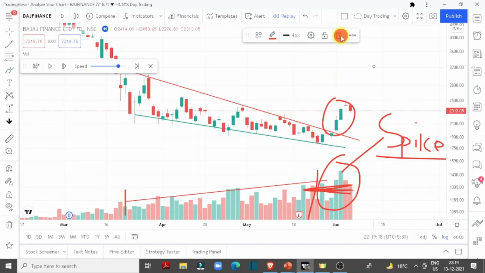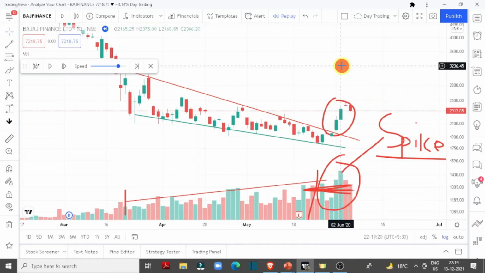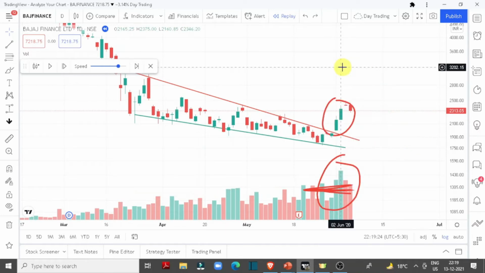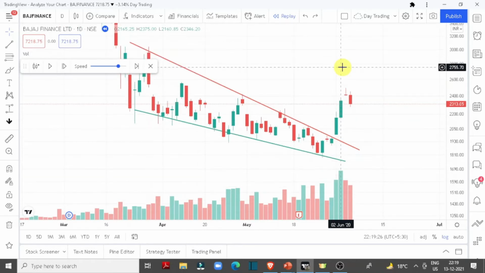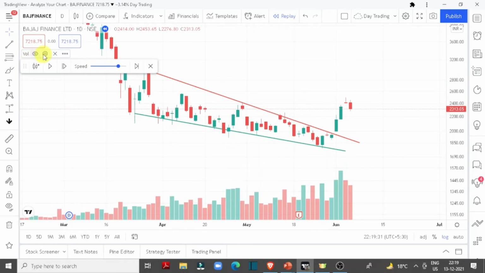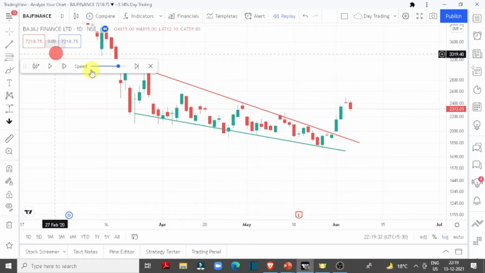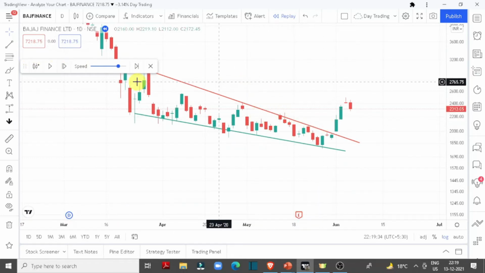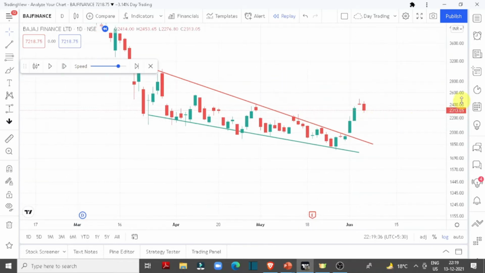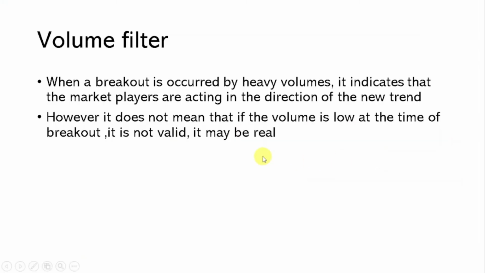Now let me remove these lines for your better understanding. Let me remove all of this. So this was the fourth method which we discussed, and volume is very important for some traders or investors. Some people use volume a lot, and it is very common to assess the breakout through the volume indicator. I hope this is clear to you.